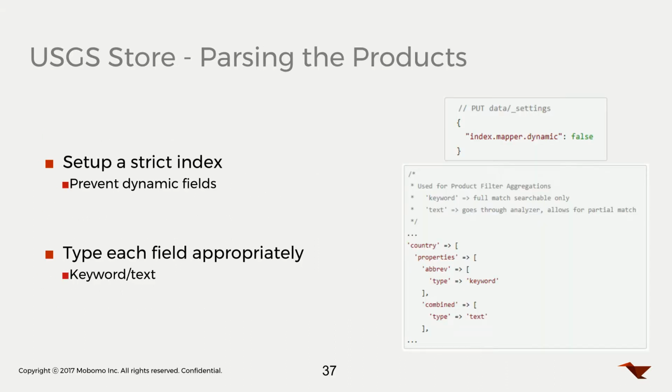So our difficulty here was actually parsing the products. Jacob mentioned a dynamic index, but we chose not to do that because of reasons, and those reasons are we wanted to prevent dynamic fields. As you can see on the right, it has type keyword and type text. Type keyword will do whole word queries, and type text will break it down for analysis.